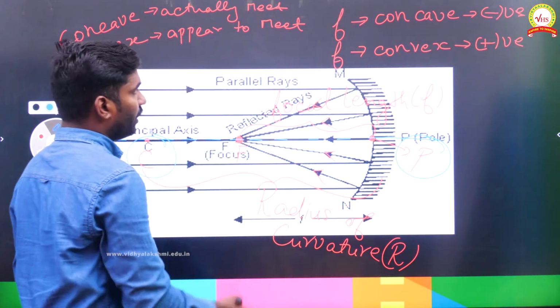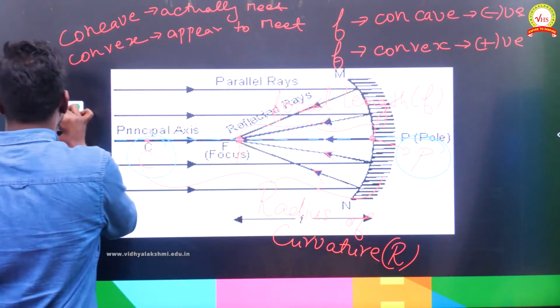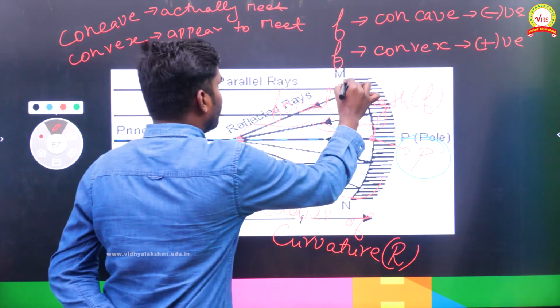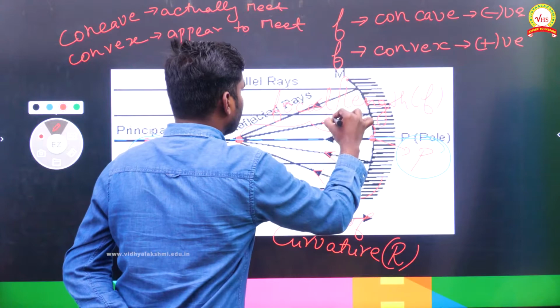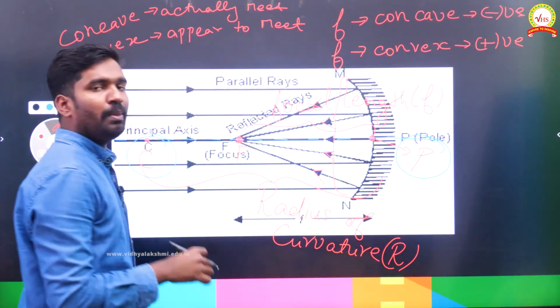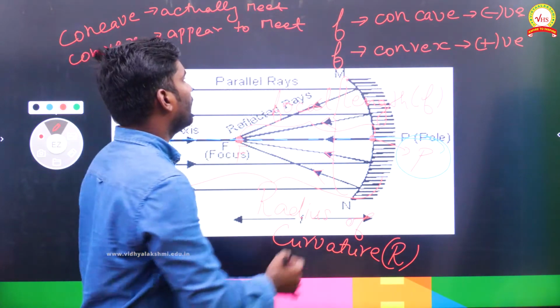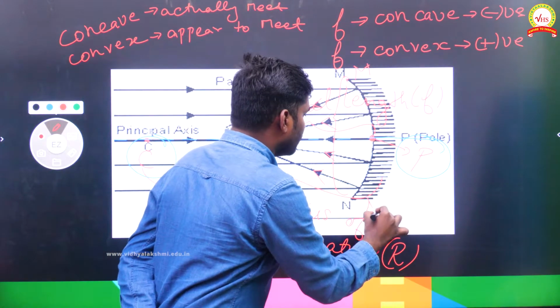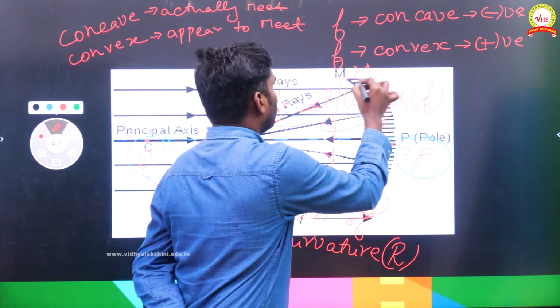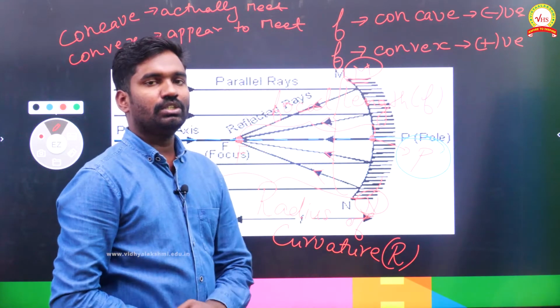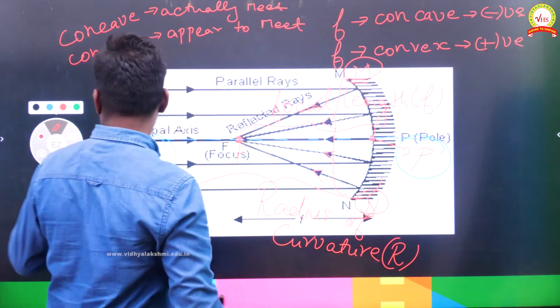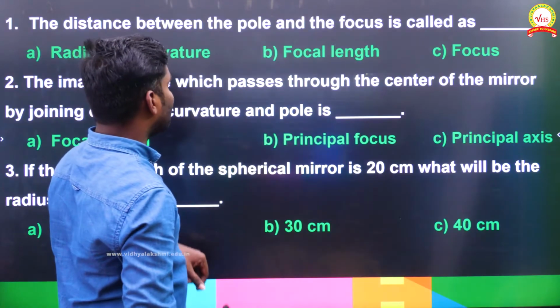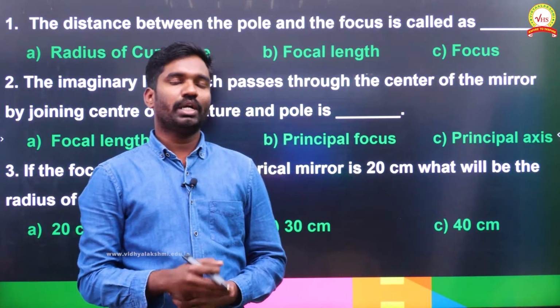And the last term, what are you having? Aperture. What is the meaning of the word aperture? The diameter of the spherical reflecting surface. That means from this length only we will be calling it the aperture, or else you can call it the distance between the two ends of the mirror. That means from M to N. That distance will be called the aperture. We'll just solve some questions related to the concepts we discussed now.